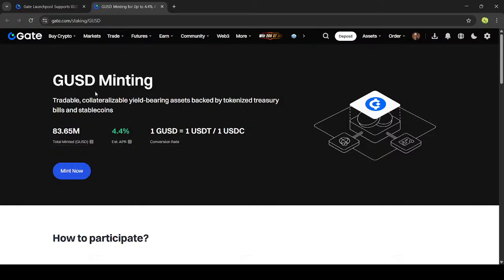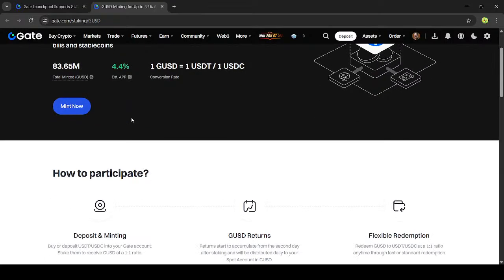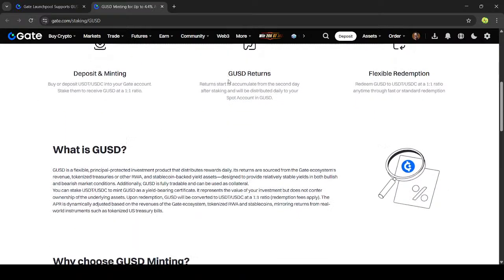So GUSD minting is tradable and collateralized, a yield-bearing asset backed by tokenized Treasury bills and stablecoins, guys. So one USD and one USDT and one USDC are almost the same, guys.